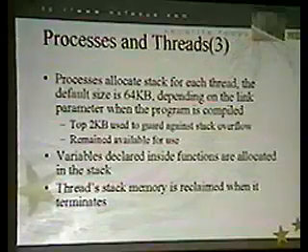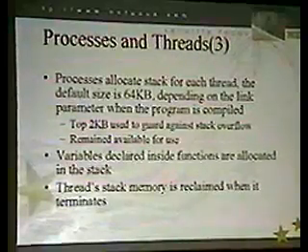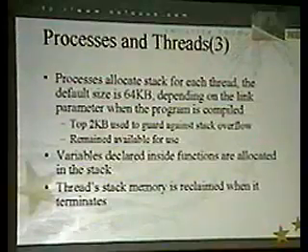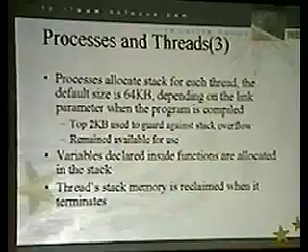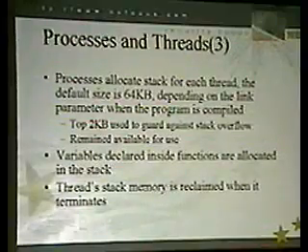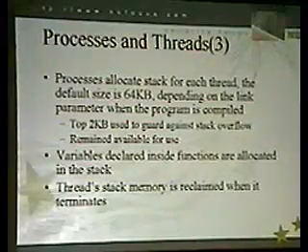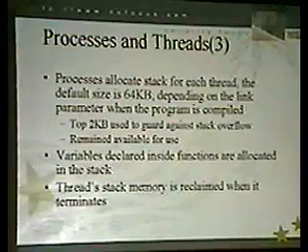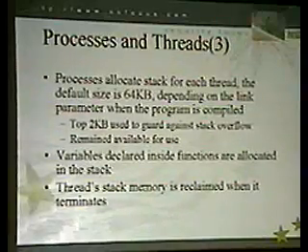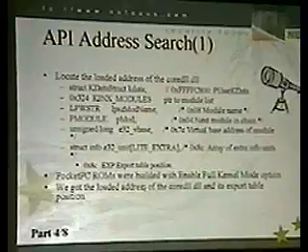The process allocates a stack for each thread. The default size is 64 KB. Depending on the link parameter when the program is compiled, this size can be modified. The top 2 KB is used to guard against stack overflow. We can't destroy this memory, otherwise the device will freeze. And the remainder is available for use. Variables declared inside a function are allocated in the stack. Thread stack memory is reclaimed when it terminates. Well, let's move on to the next part.